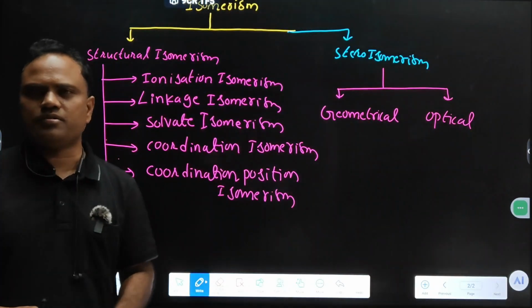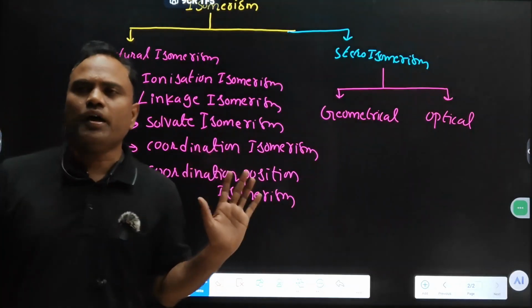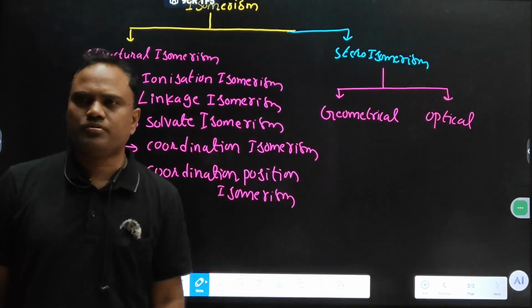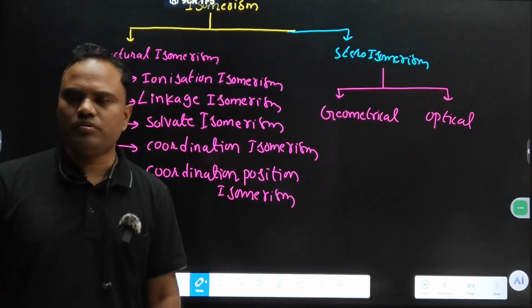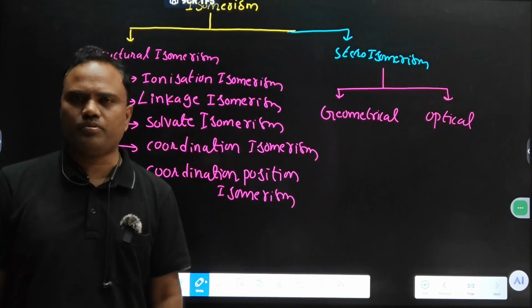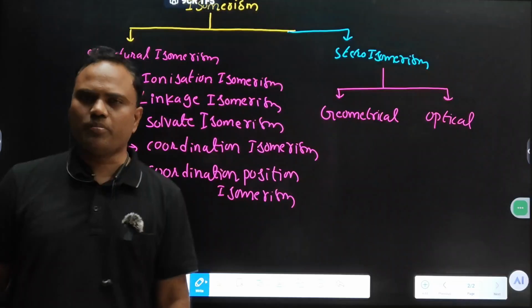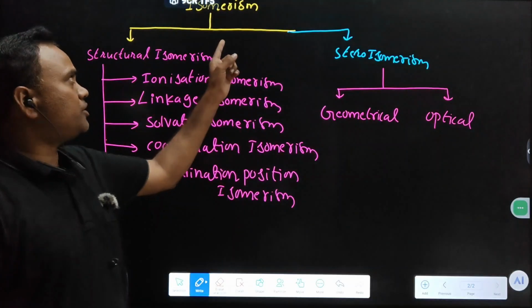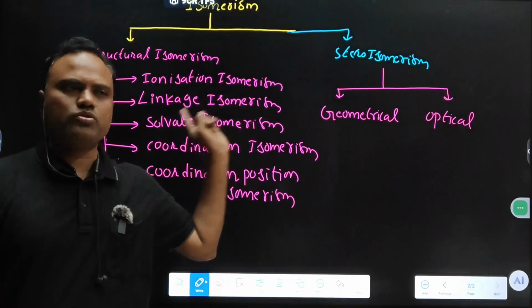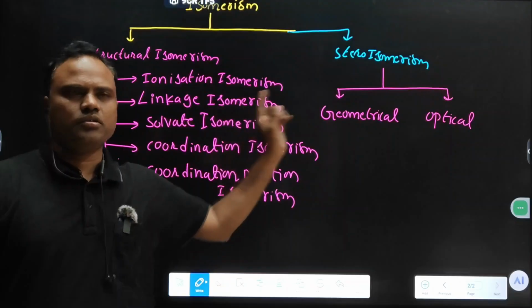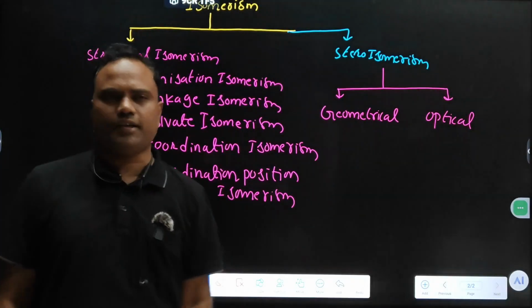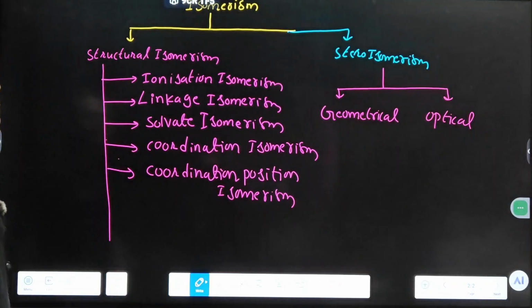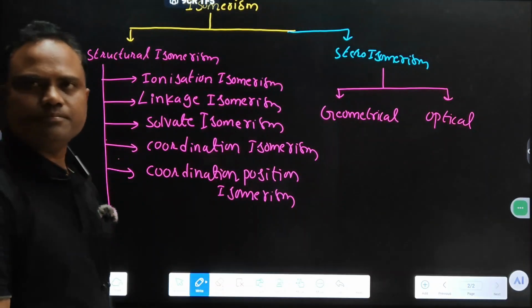Isomerism in complex compounds. Like isomerism in organic compounds, we have isomerism in inorganic compounds. Isomerism in complex compounds is classified into two categories: structural and stereo. Structural is classified like this and stereo is classified like this. Okay. First one, ionization isomerism.